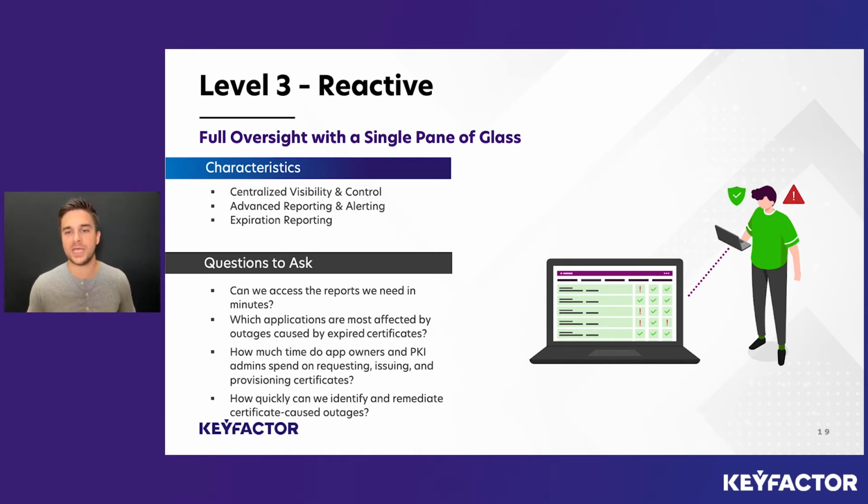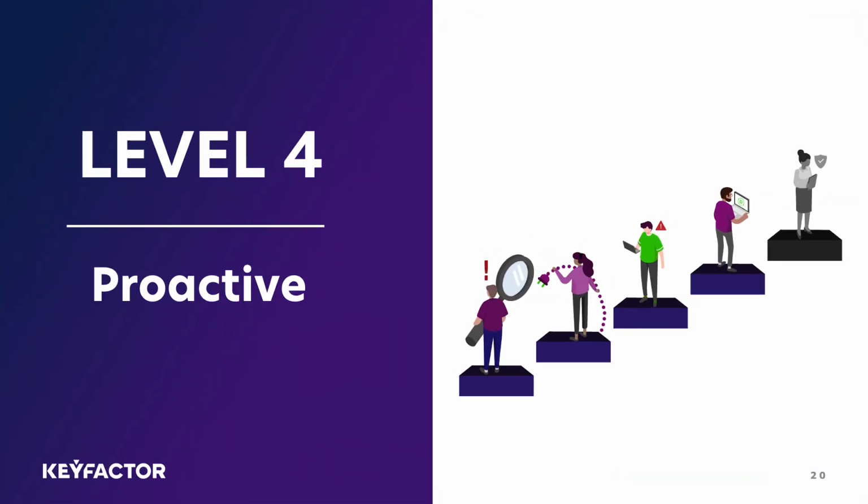And how quickly can we identify and remediate certificate-caused outages? If you have that alerting set up and you can get to it right away, this is probably a good tell that you're at level three. You're able to fix things, but only in a reactive mode and not in the next stage, which is more of a preventative mode.